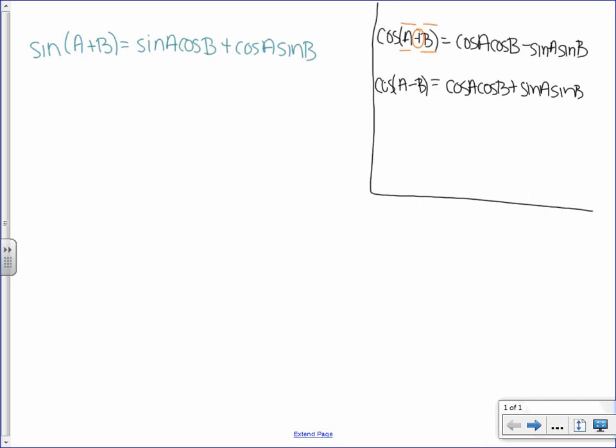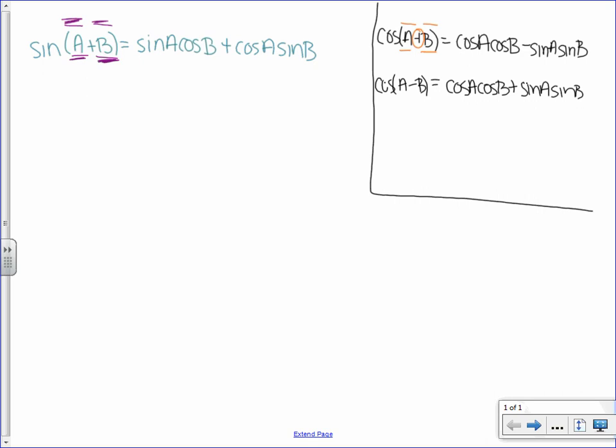So if we want to think of a little catchy way to remember this, for sine, it goes sine, cosine, cosine, sine. I do the sine of A, the cosine of B. It's like I'm going left to right. So I go sine, cosine. I don't change the sign, and then I have to go back and do the cosine of A and the sine of B. So sine, cosine, cosine, sine.